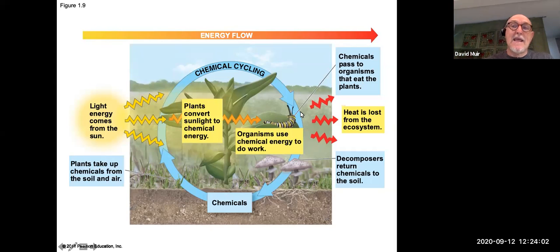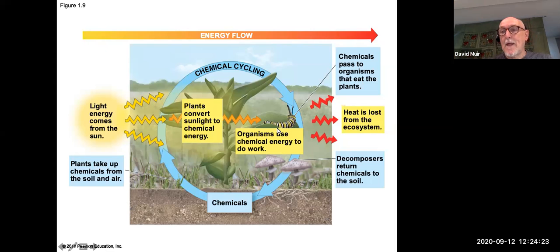Again, every time you transform energy, they radiate heat out into the atmosphere, out into space, ultimately. So energy is continually lost. Energy flow is one way through these systems. We cannot recycle it. The chemicals, on the other hand, remember what I told you.